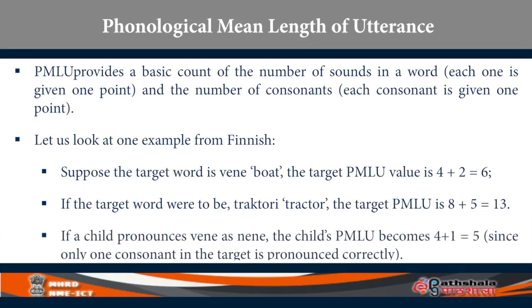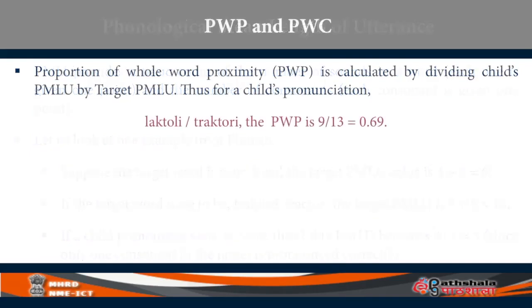Suppose you have a small child, a 2-year-old child learning Finnish. Instead of saying Vene, the child says Nene. Alright? Now by using PMLU, when the child says Nene, let's do the PMLU count. You have 1, 2, 3, 4 different sounds. Only N is correct, so add 1 per consonant. So you get 5, since only 1 consonant in the target is pronounced correctly.